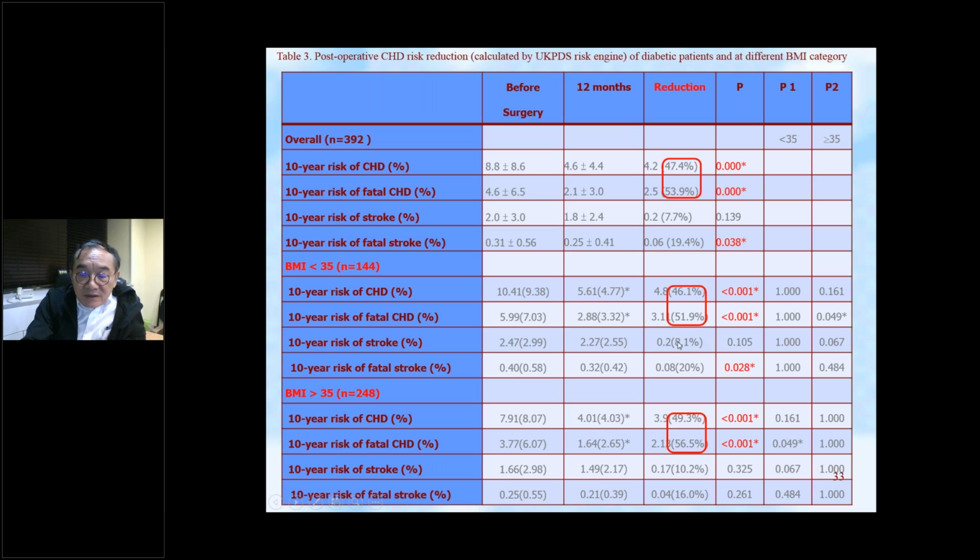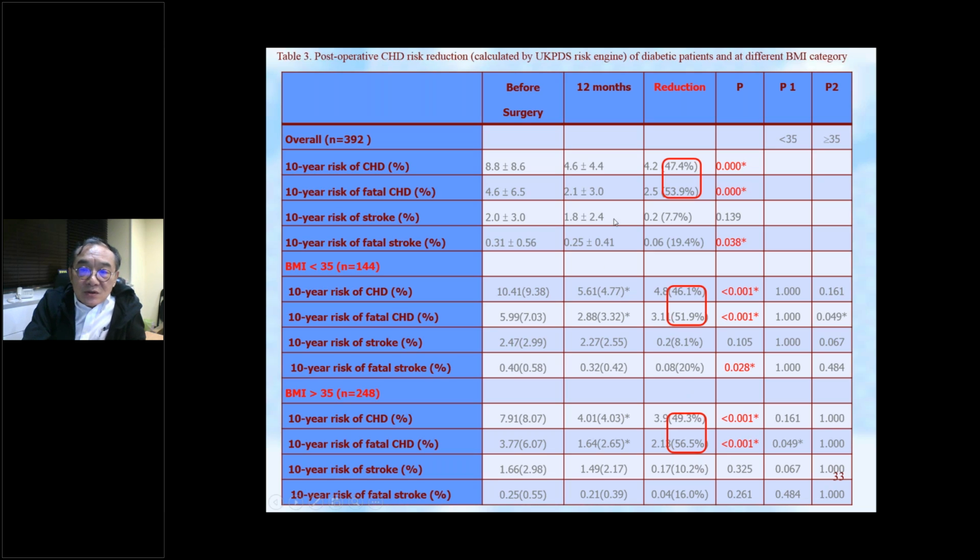And when we divide it into metabolic surgery, 144 patients, and morbid obesity bariatric surgery, 248 patients, we can see the absolute reduction for coronary artery disease and fatal coronary artery disease is quite similar between these two. So the reduction efficacy is similar in metabolic surgery as well as bariatric surgery.